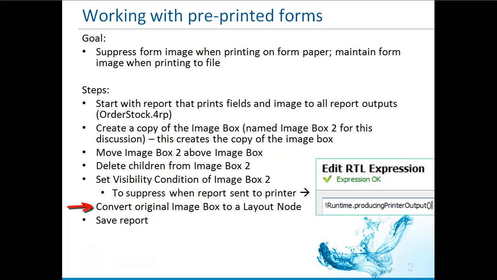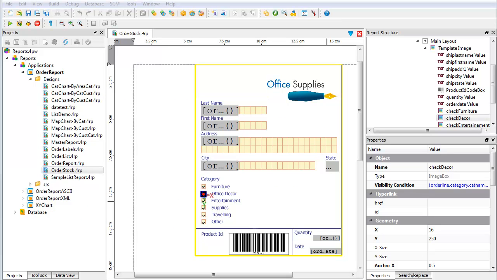You need to then convert the initial image box into a layout node. It maintains the same size and location, but no longer displays the image. It still contains the child data objects, the word boxes and barcodes displaying the record data. If these children had remained under the image box, they would also be removed when the visibility condition was not met. It's important to remember that a visibility condition removes the complete fragment tree, starting with the element on which it is defined. As the last step, you would save the report.